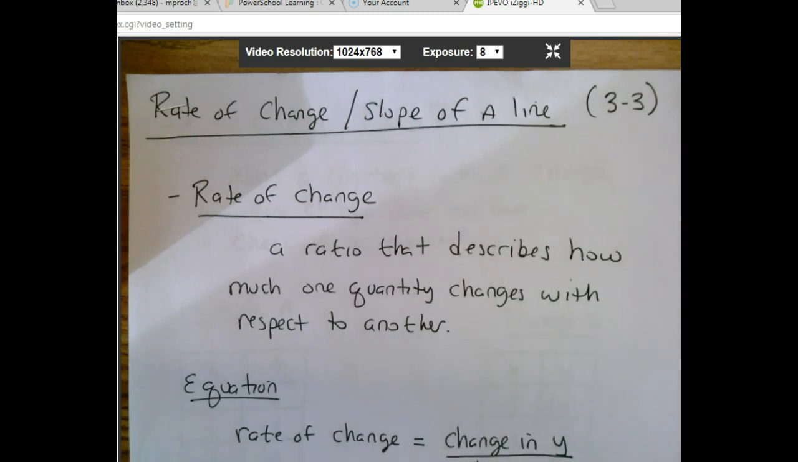One of the things we want to define first is the rate of change and what it's really talking about. So maybe that's something that's not quite clear to you. So we'll go ahead and define it here, then talk about it a little bit. But a rate of change is a ratio, like one thing over another, that describes how much one quantity changes with respect to another.